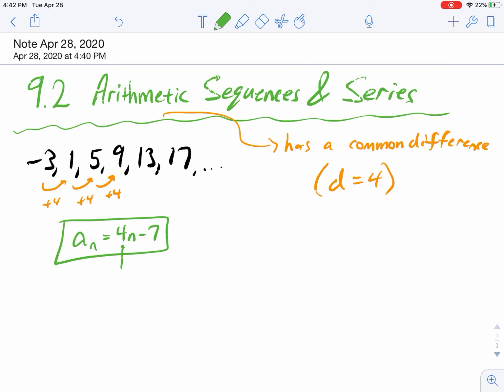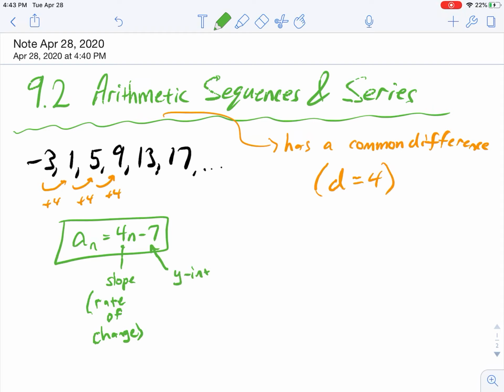And so we could actually write this as a sub n equals 4n minus 7. I didn't really tell you much about how I did that. Let's talk about where that comes from.